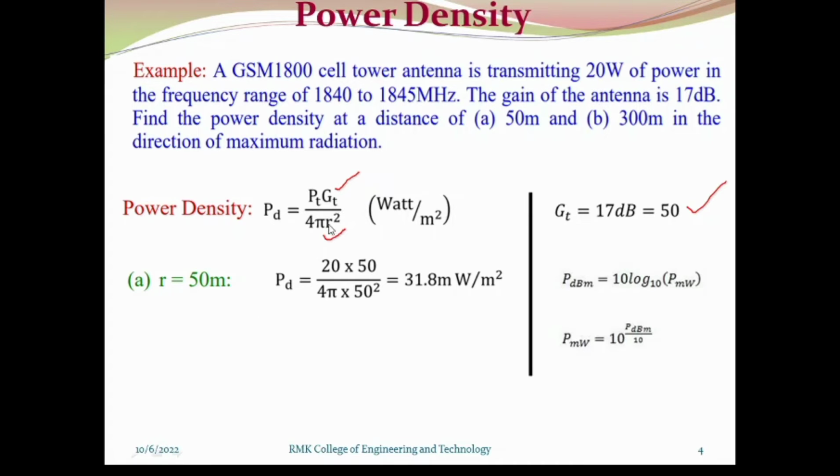So substitute distance equal to 50 meters, that is R, and this 50 is the gain in linear scale. This 50 squared is the distance between the transmitter and the receiver. So now we have the power density as 31.8 milliwatts per meter squared, and if the distance increases to about 300 meters, the power is reduced from 31.8 milliwatts per meter squared to 0.88 milliwatts per meter squared. So power density is reduced, right? From this we can understand that if the distance increases, the power density will be reduced, so it is inversely proportional, right?